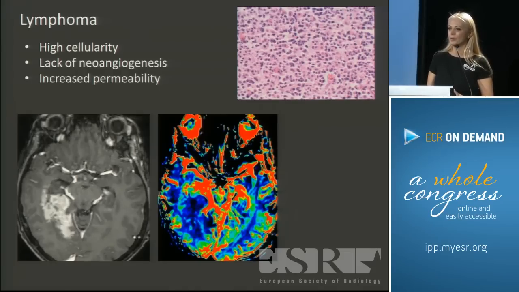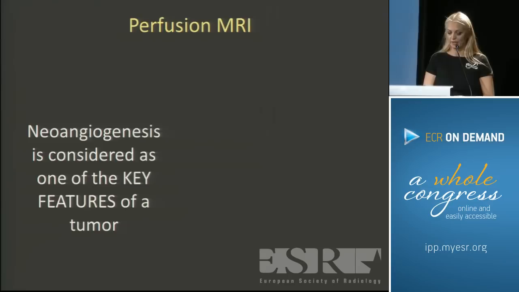So why is lymphoma then not having increased perfusion? Because lymphoma is a highly cellular tumor. You don't have a lot of tumor vessels. You actually have a lot of tumor cell. That's why lymphoma will very commonly remain dark on this perfusion. So there are certain rules and certain exceptions.